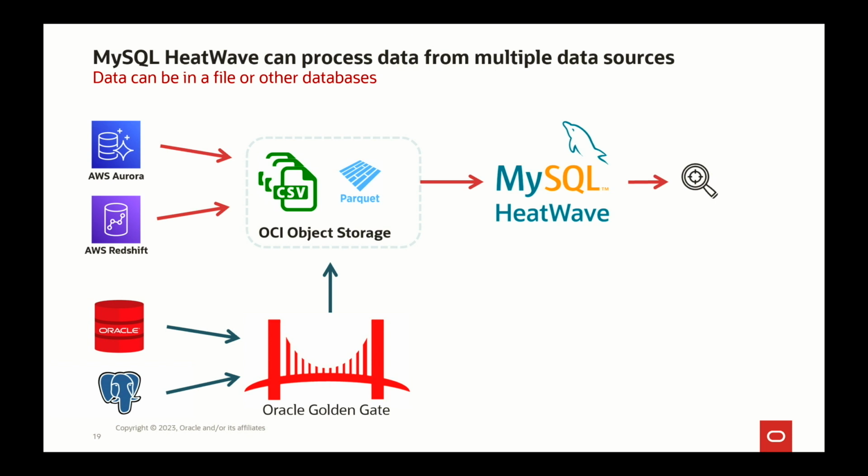Now, one of the points to highlight is that when the data is in the object store, we can get this data from a wide variety of sources. It can be from files, it can be from other databases. I'm going to show a demo where I'll show you an export from Aurora. You can have an export from Redshift, from Oracle database, from Postgres. At the end of the day, as long as the file is in one of these formats and it's in the object store, it can be processed by MySQL HeatWave.